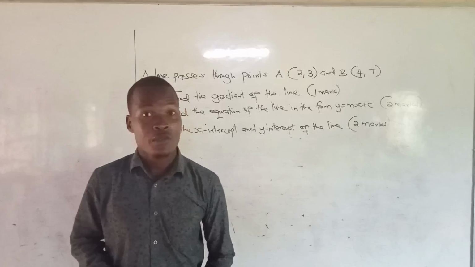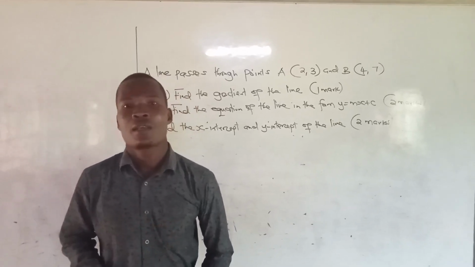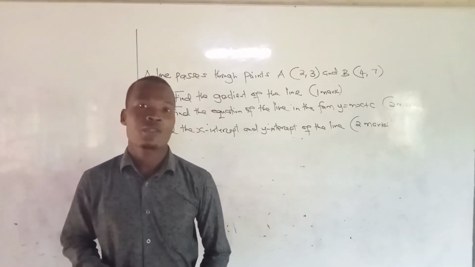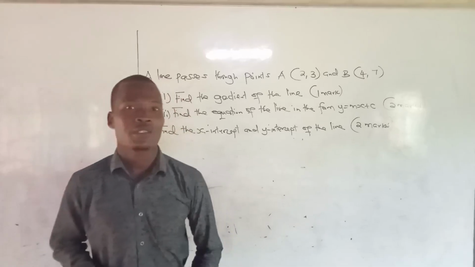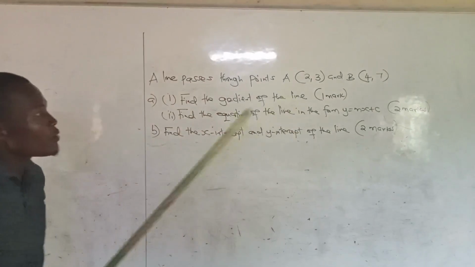I have a question today that is talking about gradient and the equation of a straight line. It is taught in grade 9 and also in senior school form 2. So let's look at it together and see how we can handle it. The question is here on the board.